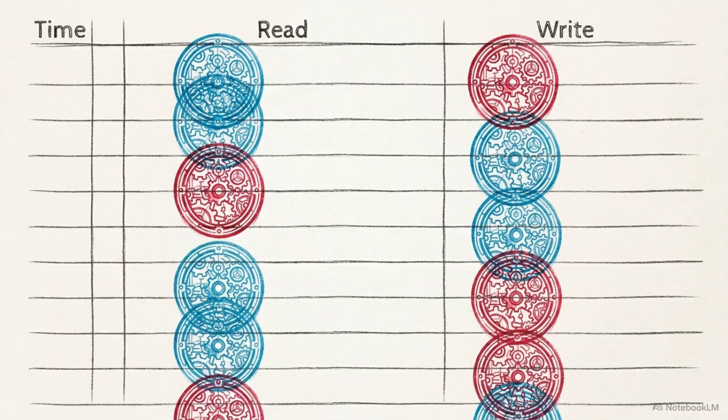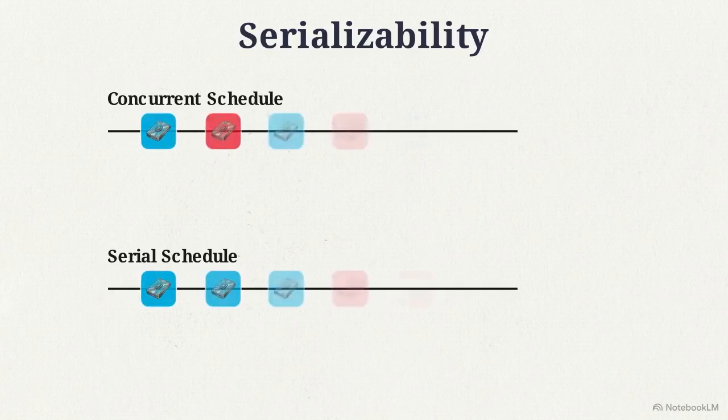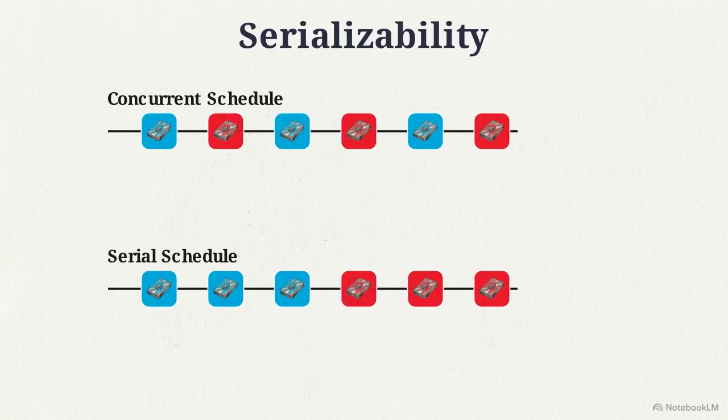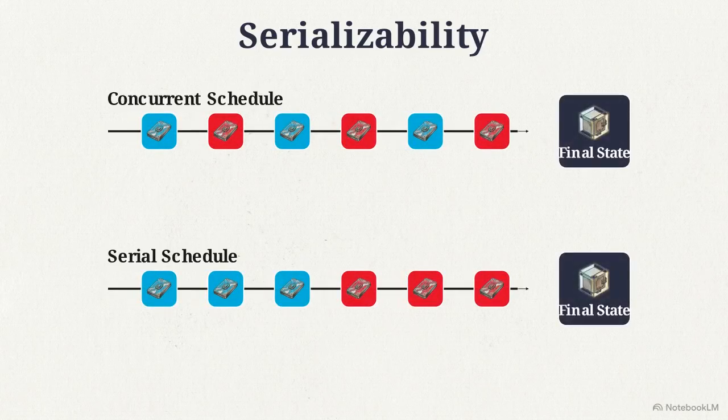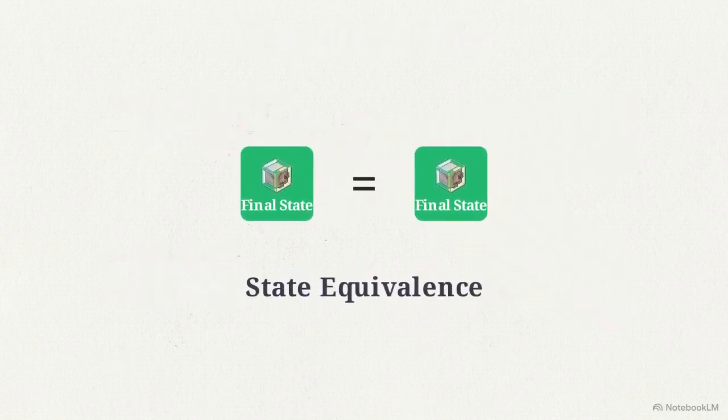The database records this chronological timeline of interleaved read and write operations as a schedule. This diagram compares two timelines to illustrate how we evaluate those schedules. We test for serializability. A concurrent schedule is serializable if its execution yields the exact same final state as executing those transactions serially, meaning one transaction completely finishes before the next begins. Achieving this state equivalence is the ultimate correctness criterion for any transaction processing engine.